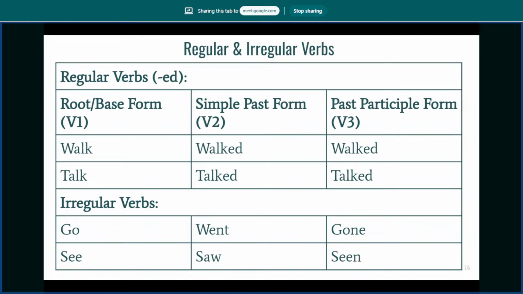ठीक है? फिर आ जाता है ड्रिंक. Drink, drank, drunk. वेरी गुड. Sing. Sang, sung. वेरी गुड. Ring. Sorry, ring, rang, and third form I forgot. Rung. Rang. Okay, जी. ओके. फिर आ जाता है हमारा ड्राइव.